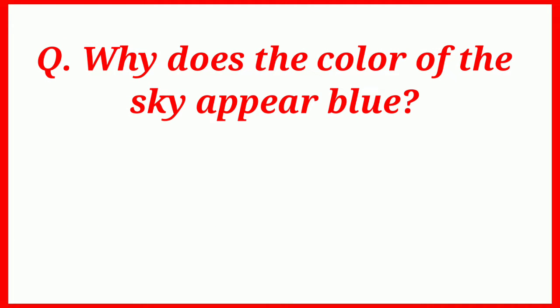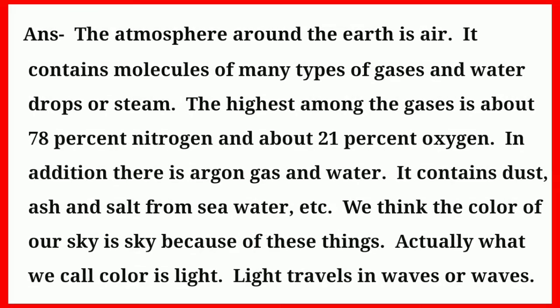Why does the color of the sky appear blue? The atmosphere around the Earth is air. It contains molecules of many types of gases and water drops or steam. The highest among the gases is about 78% nitrogen and about 21% oxygen. In addition, there is argon gas and water. It contains dust, ash and salt from sea water, etc. We think the color of our sky is blue because of these things.